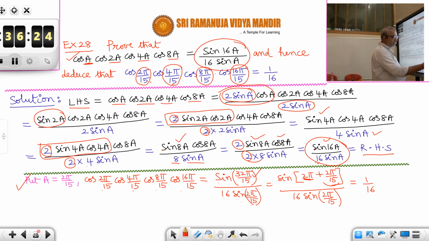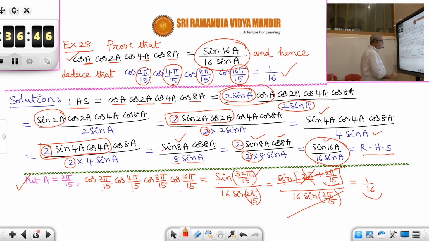32 pi by 15 can be written as 2 pi plus 2 pi by 15. But 2 pi can be cancelled out. So what is remaining in the numerator? Sin 2 pi by 15. Denominator also sin 2 pi by 15. So they will cancel out and you will get 1 by 16. So the second part is also proved.